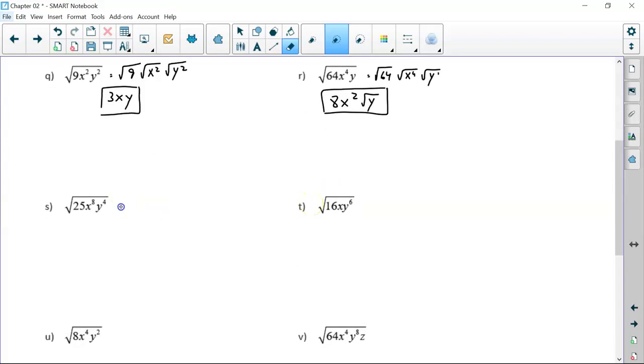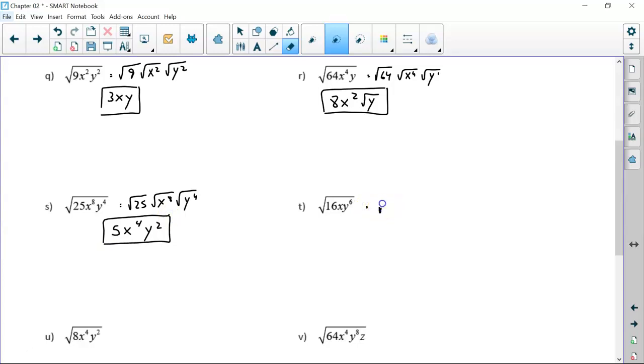Keep doing the same thing. Square root of 25, square root of x to the 8th, and the square root of y to the 4th. Square root of 25 is 5. 8 is divisible by 2, so we can take the square root of it. So it's x. 8 divided by 2, it's going to be x to the 4th. And for the y, 4 divided by 2 is 2.